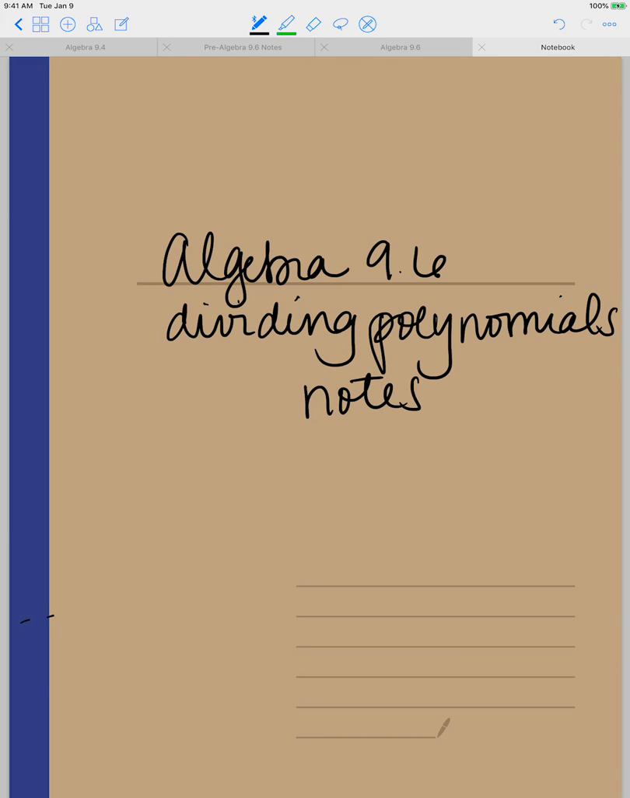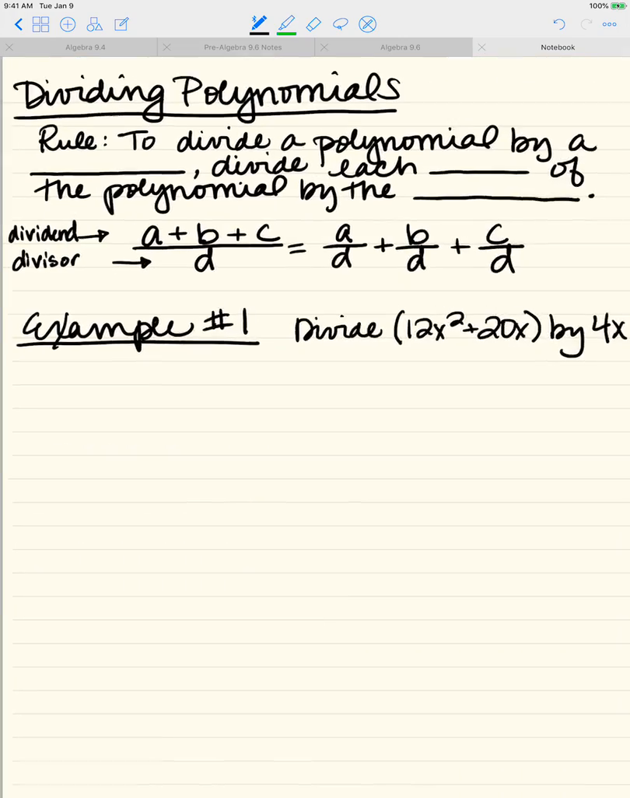All right, Algebra 9.6. Make sure your books are open to page 394 and you have your notes that I gave you out ready to go. Here we go. Dividing polynomials.